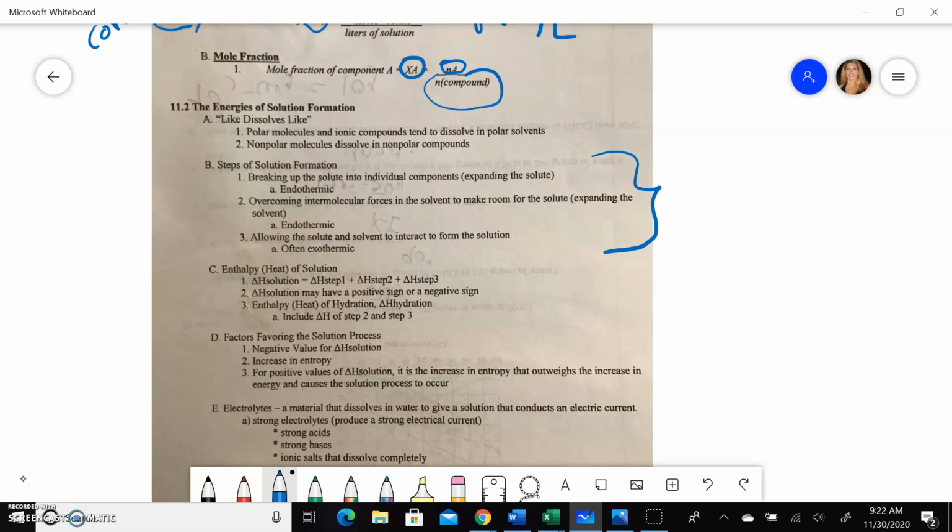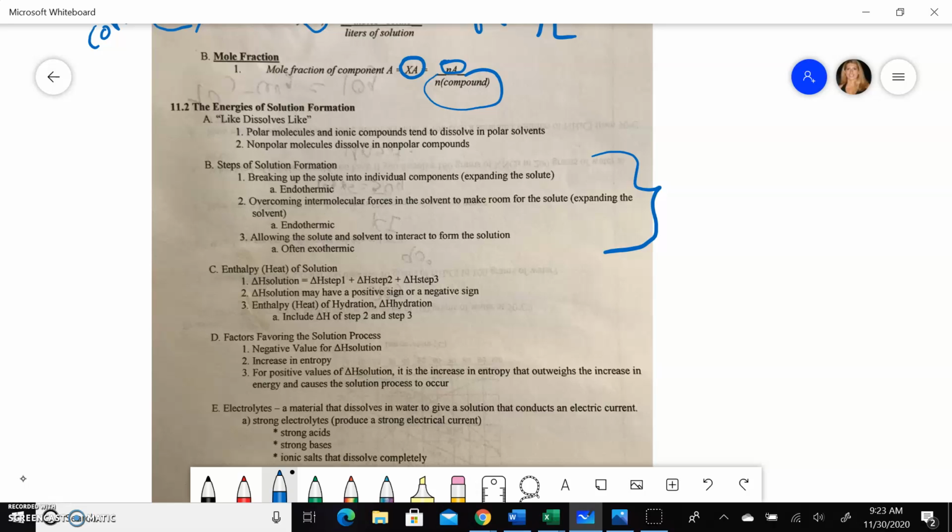A lot of times students think it's a chemical reaction, or something's happening there. It's not a chemical reaction, it's a physical change. Basically you're just breaking the substance into such small pieces that you can't see it. So there's a couple of things that have to happen.